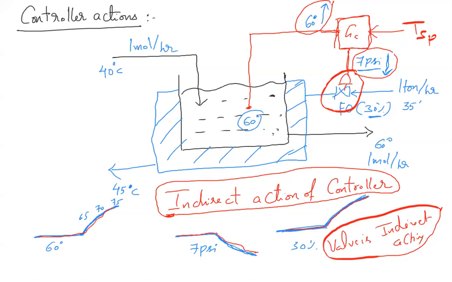See, what the controller action is, just think about the system. If the temperature of the CSTR increases, you should open the cooling water flow rate. Now to open the cooling water flow rate, the controller has to send a decreased pressure signal because it is air to close type. So if the input increases, the output decreases. That is why this is called the indirect action of the controllers.